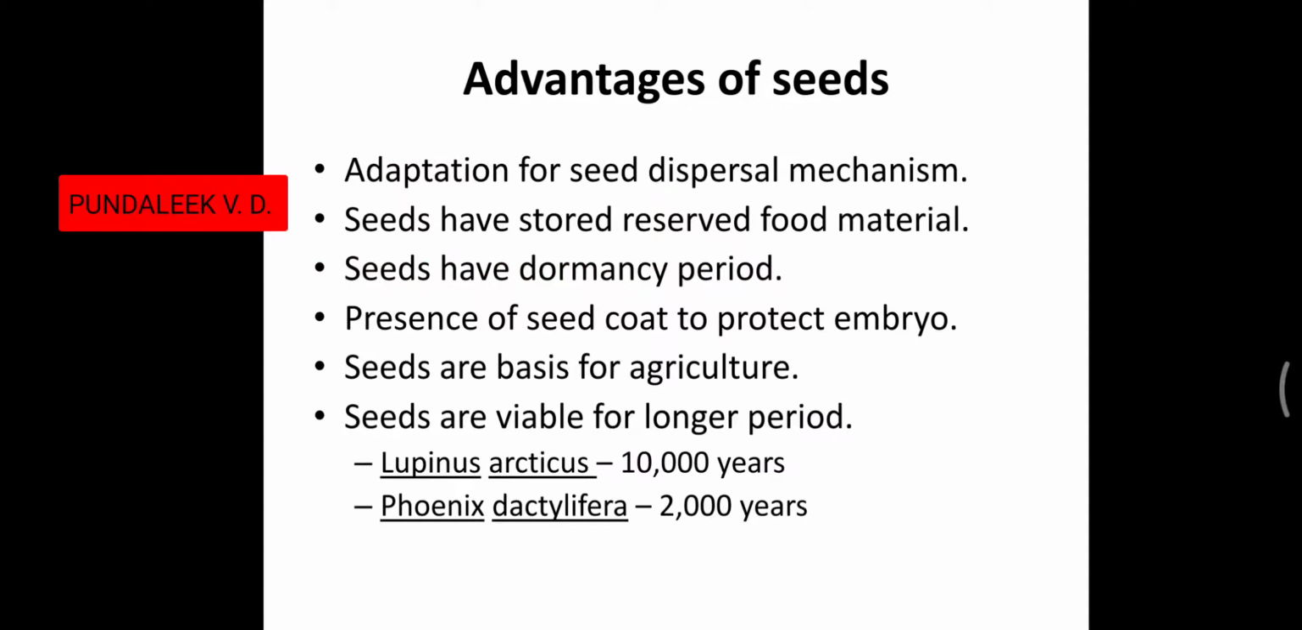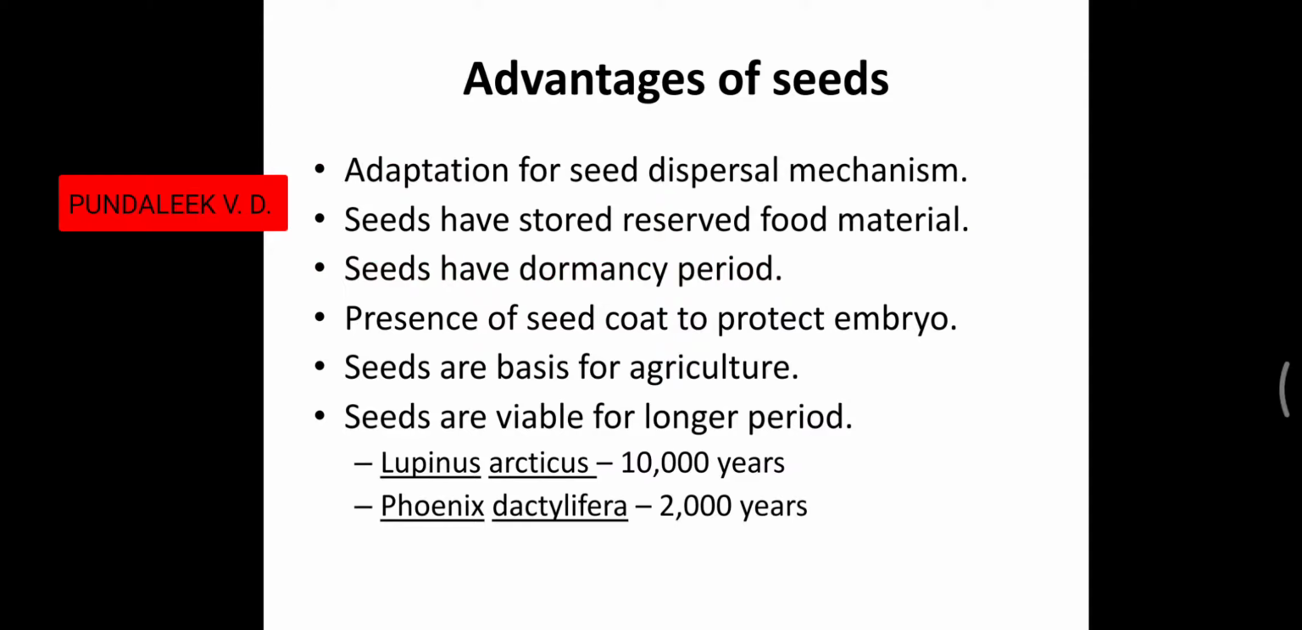So we know that seeds are miniature plants. They are fertilized ovules which are used by the plants to continue their generations. Now, when it comes to the advantages of seeds produced by the angiosperms, here are some advantages I have listed below. So let us discuss those advantages.